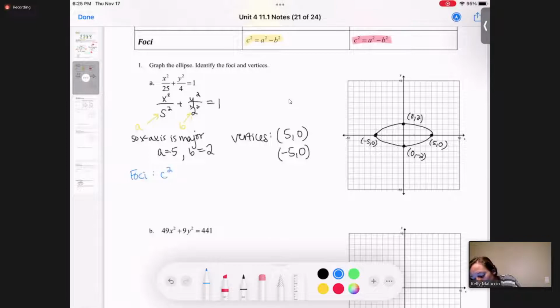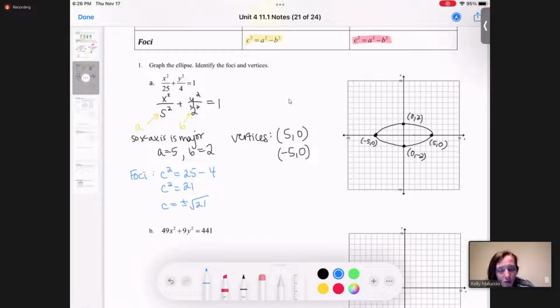are, remember, c squared equals a squared minus b squared. So is that 9? Oh no, it's 21. Oh my God, 21. Okay, so this isn't so nice because c is plus or minus the square root of 21. So this is one of those examples where it's not going to be perfect, but that's fine.